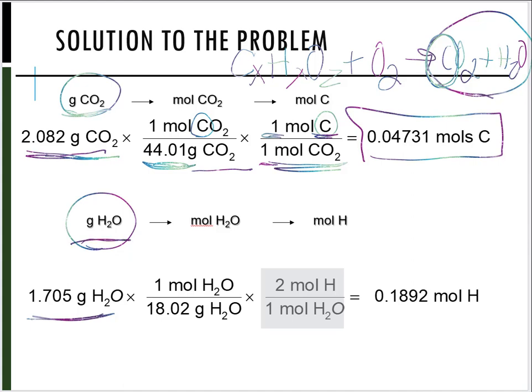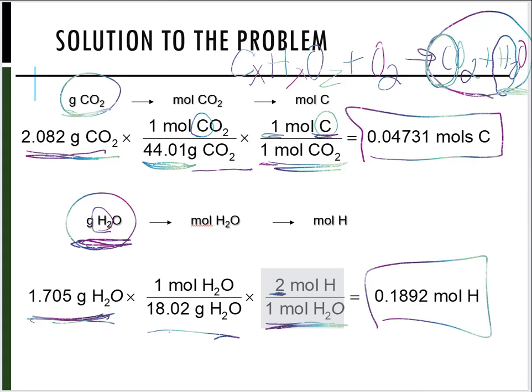We're going to look at the same thing if I have grams of H2O. Again, if I look at my products, hydrogens are only in that compound. So I'm starting with 1.75 grams of water, grams to moles of water using the molar mass. Notice that in H2O there are 2 H's. So in 1 mole of H2O there are 2 moles of hydrogens. So that gives me my moles of hydrogens.